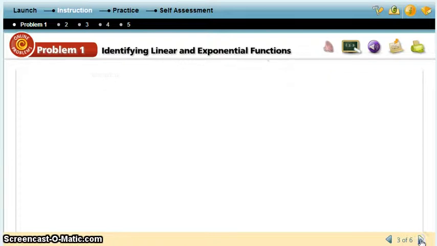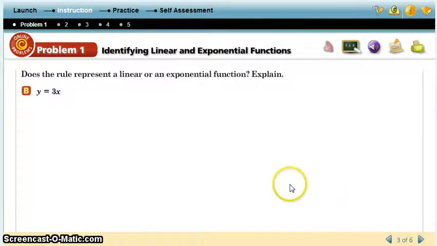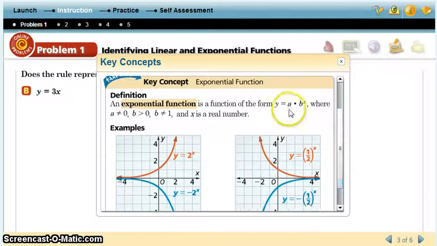All right, so now let's look at an equation. We want to know y equals 3x. Is that linear or exponential? Well, let's take a look again at our exponential form. Y equals a times b to the x power. Look at this form and then look at your question. Do they match? Where's your x located?